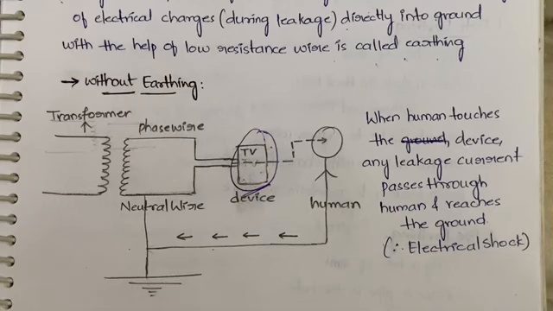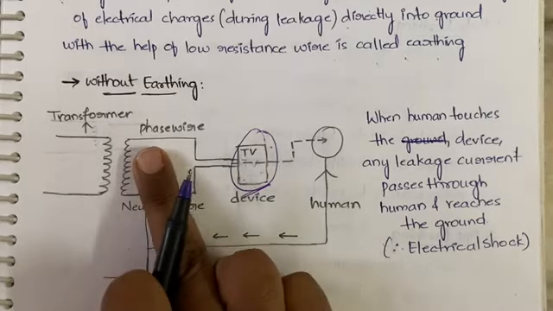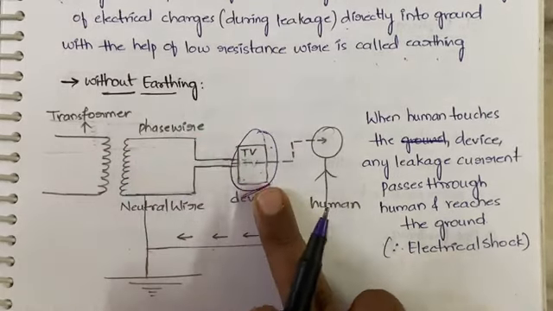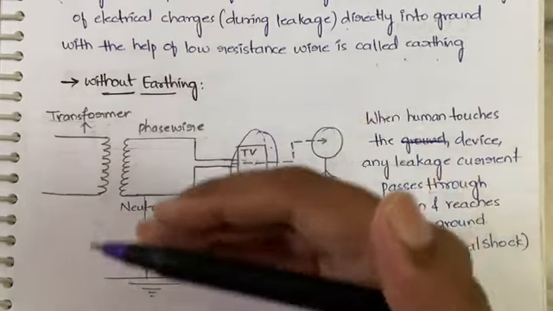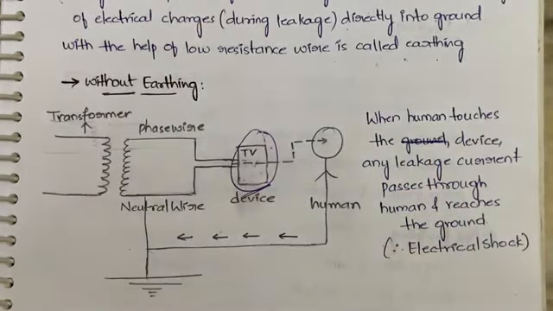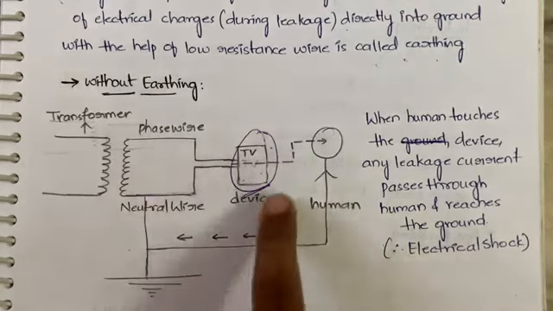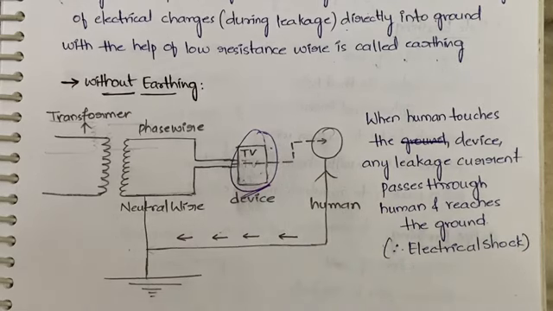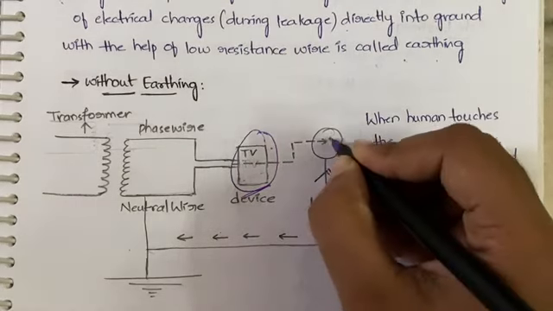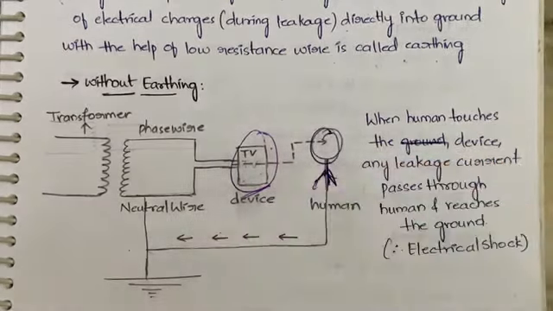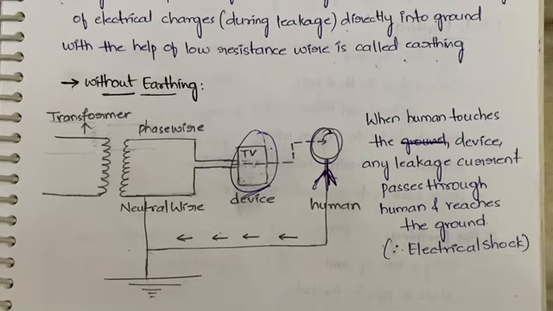Whatever current we are getting from the transformer will be carried to our devices with the help of this phase wire. So if there is any leakage happening at this device, that leakage has to be sent to the ground. Then only our devices, our circuit, everything will be protected. That excess current has to be sent to the ground, right? So here, when there is no earthing, that excess current will be sent to the ground through the human being. This is not an upward arrow mark, this is the human being, like so. So this is what happens when there is no earthing.